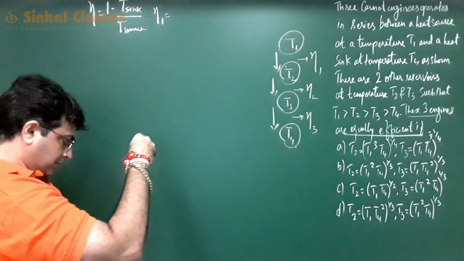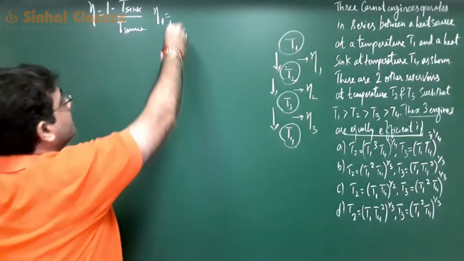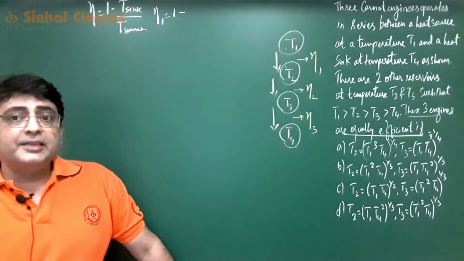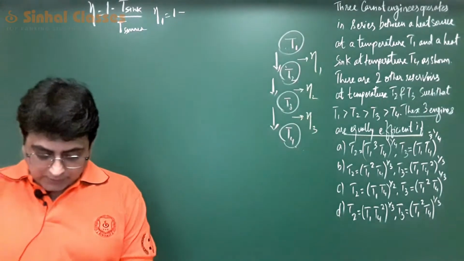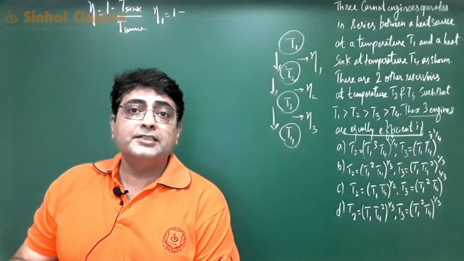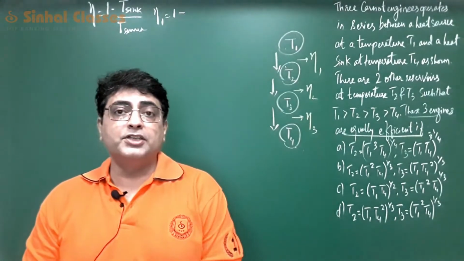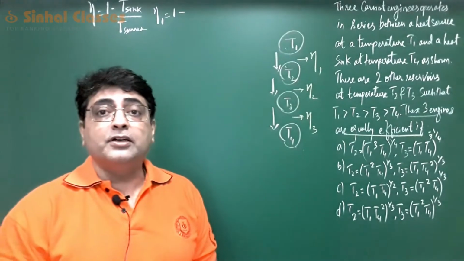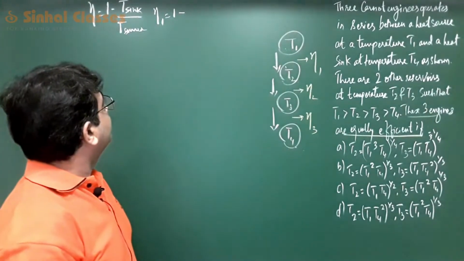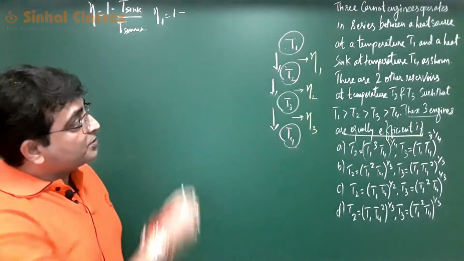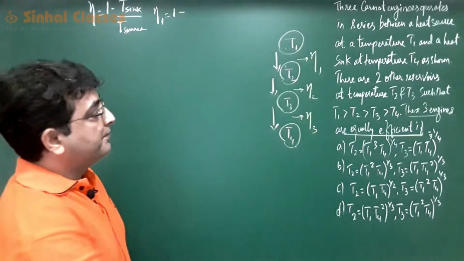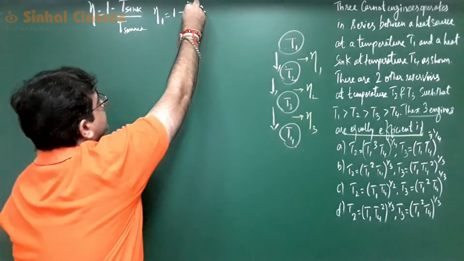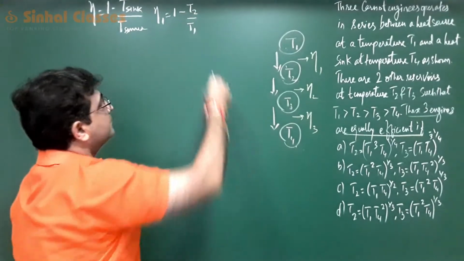The formula is 1 minus temperature of the sink by temperature of the source. Then in this case, students, listen carefully. If I say temperature of the sink, what will the temperature of the sink be? Here the temperature of the sink will be T2. Are you getting it? So it's 1 minus T2 by T1, students.